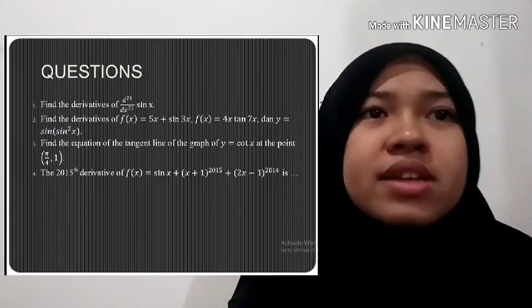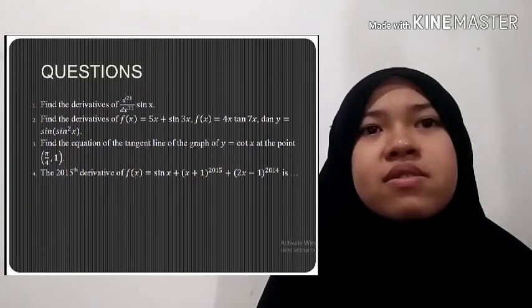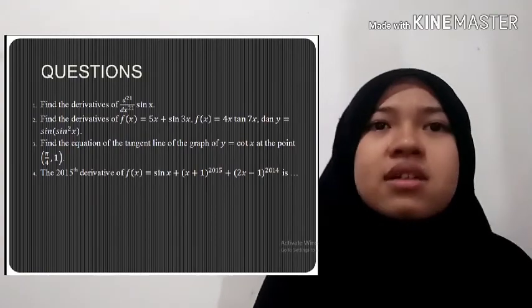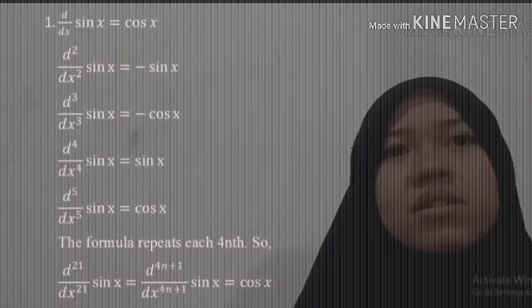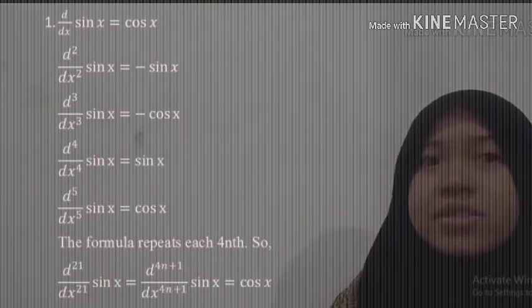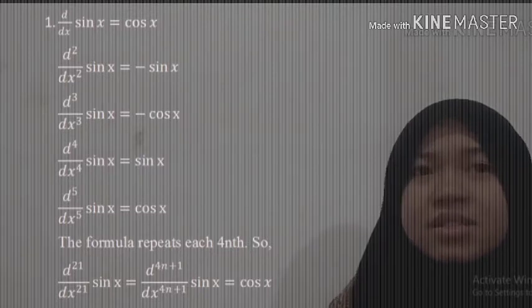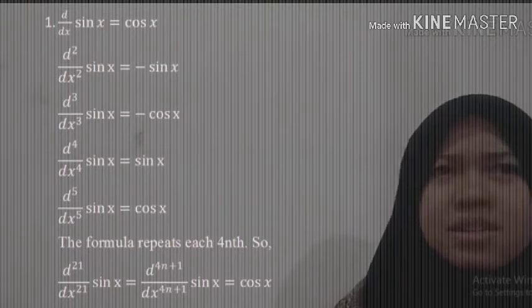Okay, after that explanation, let's try to answer these questions. Okay, everyone. Number 1. Find the derivative d to the 21 over dx to the 21 of sine x. We know that the derivative of sine x is equal to cosine x. The 21st derivative of sine x, let's try it. The first derivative of sine x is equal to cosine x.